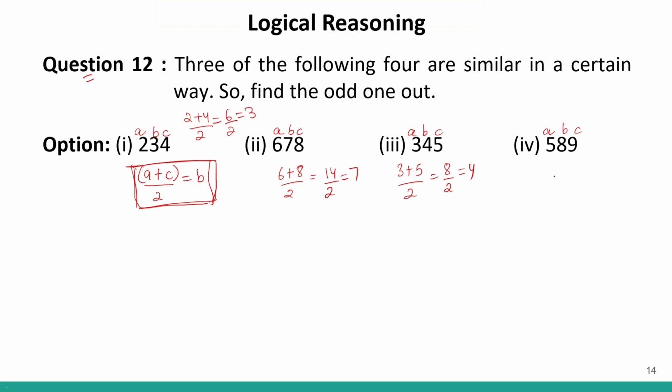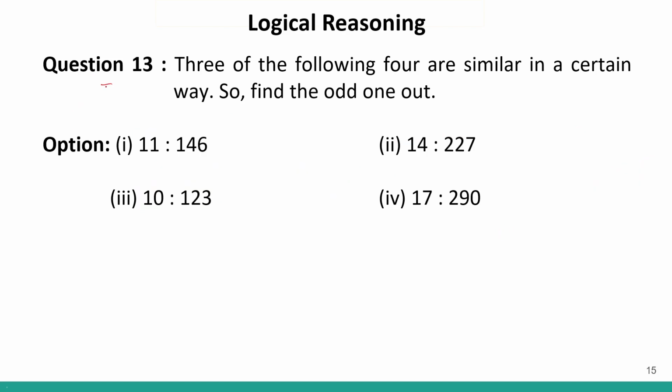But if I do it for option number 4: 5 plus 9 divided by 2. So this will be 14 by 2, which is equal to 7, which is not equal to 8. Correct? So option number 4 is the option that does not follow the same logic. Therefore, option number 4 will be the odd one out. Clear? Now let us move on to question number 13.